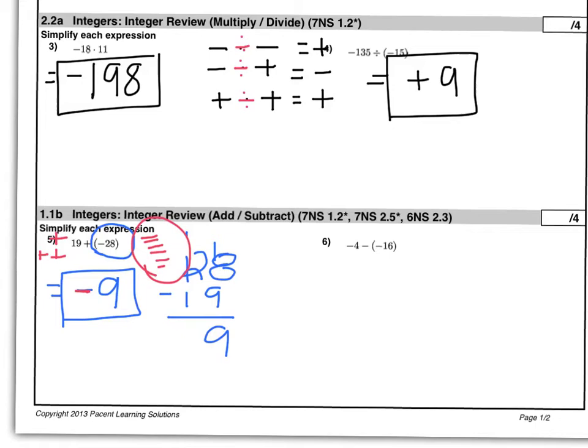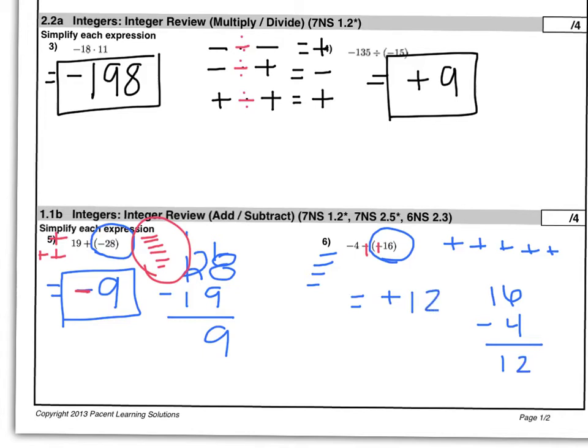Number 6, remember, we never subtract in algebra. We always add the opposite. And now this number appears to be bigger. 16 is more than 4. So I have 4 negatives, but I have 16 positives. So I know my answer is going to be positive. And because the signs are different, different means subtract. So 16 minus 4 is 12, and my answer is a positive 12.